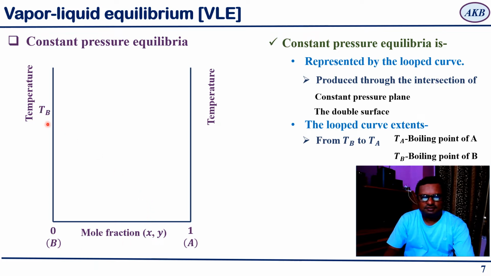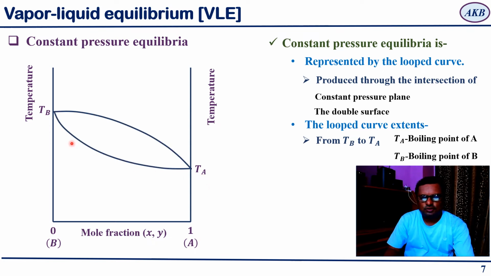Then you have the boiling point of pure B and the boiling point of pure A, and the loop curve is extending between those two boiling points. So the loop curve now, which is constant pressure equilibrium, is extending from the boiling point of pure B to the boiling point of pure A. Now let us understand this in detail. This diagram is representing constant pressure equilibrium.